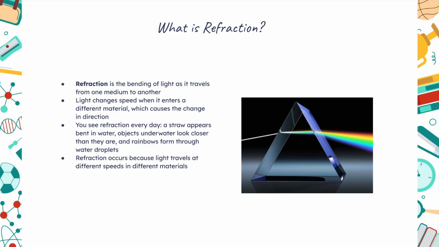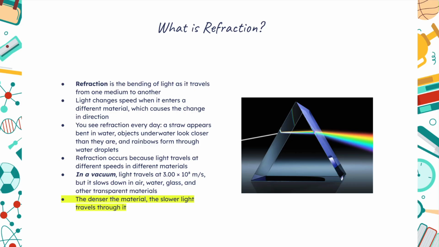Now, refraction occurs because light travels at different speeds in different materials, and when there's a different speed, your frequency and wavelengths are also modified as well, specifically the frequency. So in a vacuum, light will travel about 3.00 times 10 to the 8 meters per second, but it'll slow down in air, water, glass, and other transparent materials. The main idea here is that the denser the material, the slower the light travels through it. And what that means is your light will bend farther away from the normal line.